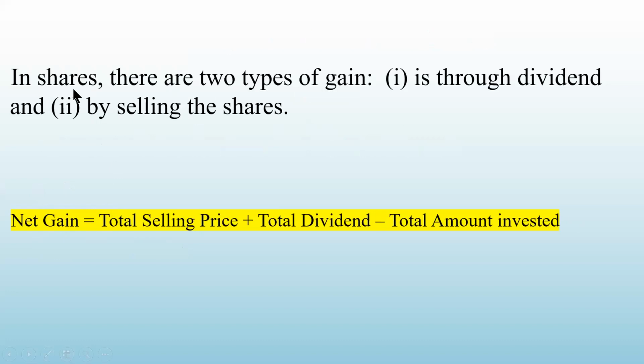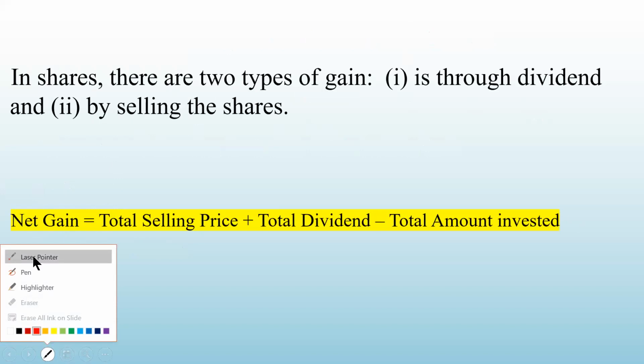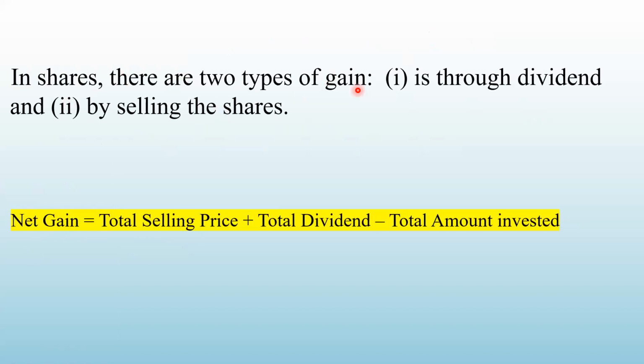In shares, there are two types of gain. One is through dividend and the other one is when you sell your shares. So there are two types of gain in shares. One is through dividend and the other one is by selling the shares.